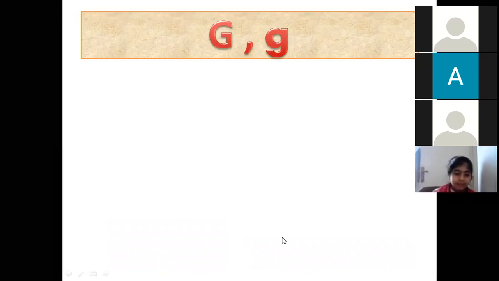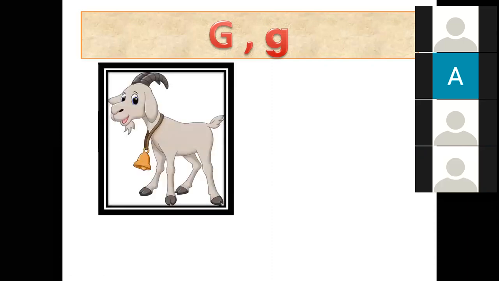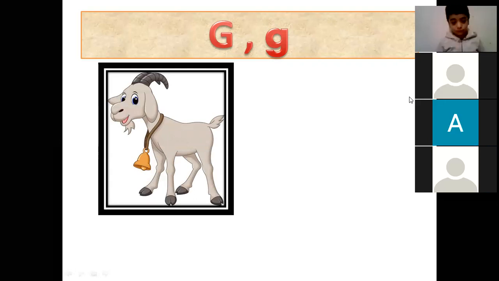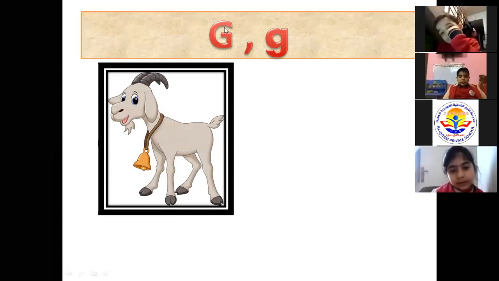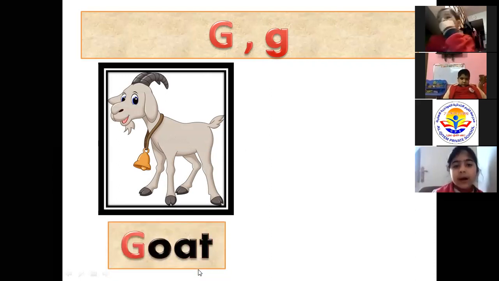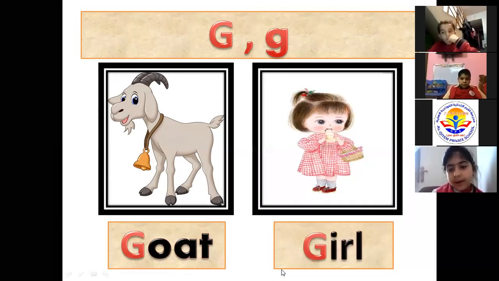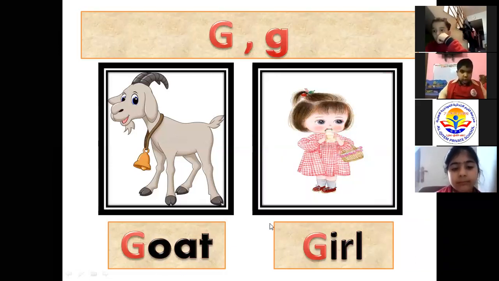We have this letter. Rawan, what's this letter? G. This is uppercase G and lowercase G. G for goat. G for girl. Very good. G for goat and G for girl.